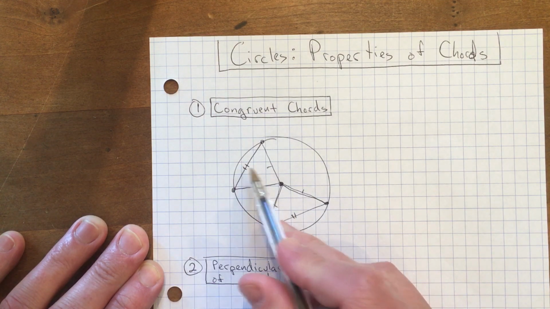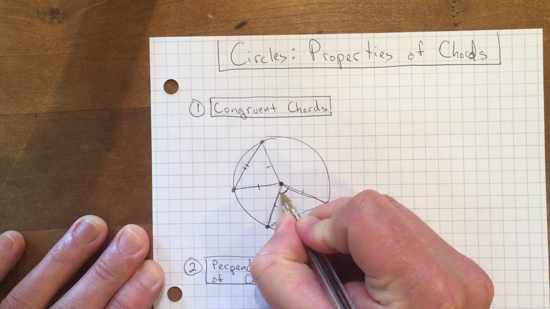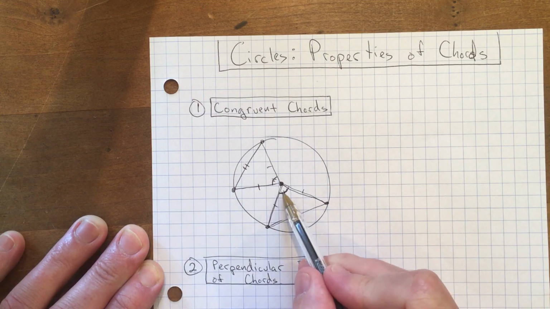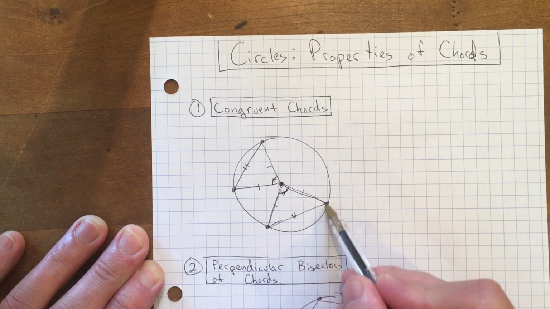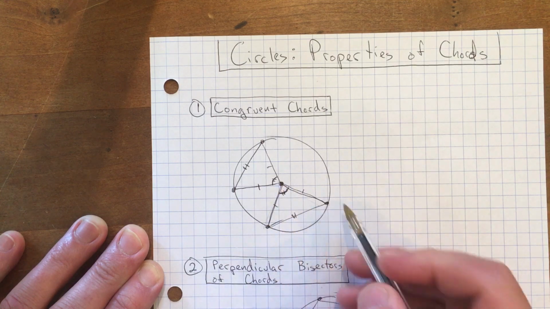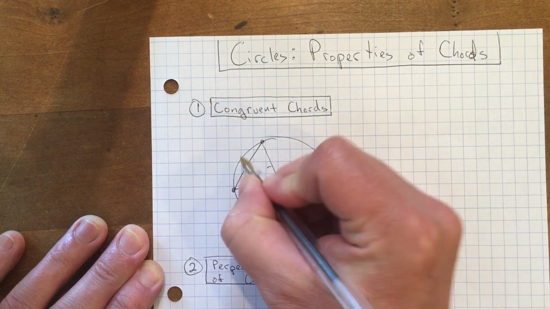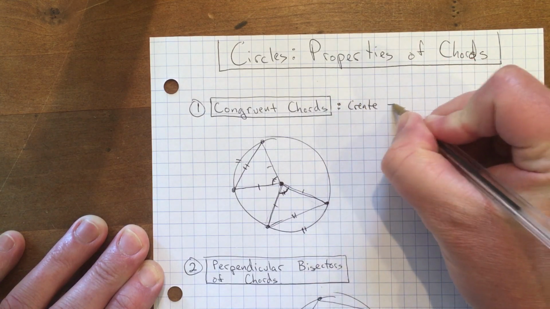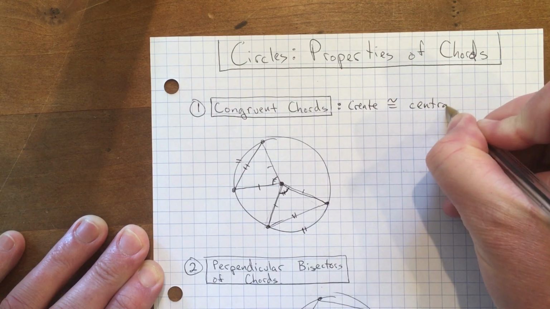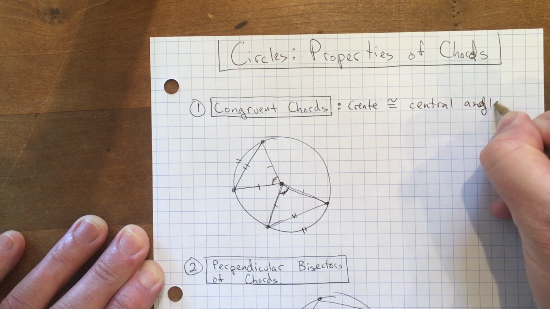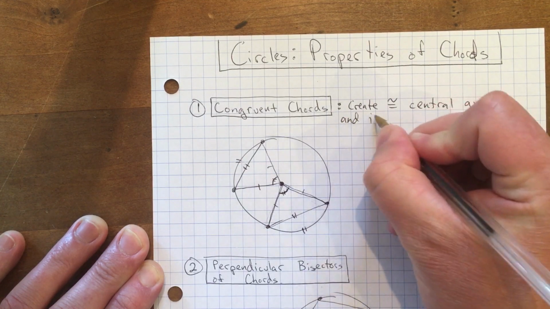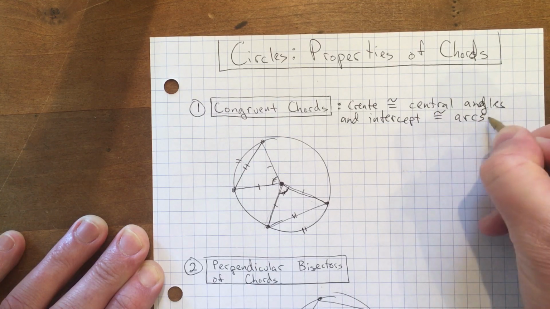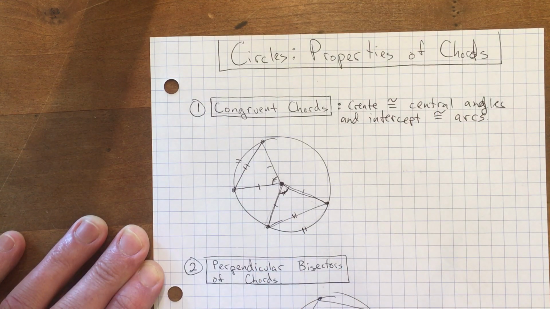So because we started with two congruent chords, that means that by CPCTC, I can show that these two central angles are congruent. And because central angles match the arcs that they intercept, these two chords intercept this arc here. So this arc is also congruent to this arc. So congruent chords create congruent central angles and intercept congruent arcs. Okay, so if you see two congruent chords, you know that the arcs are congruent.